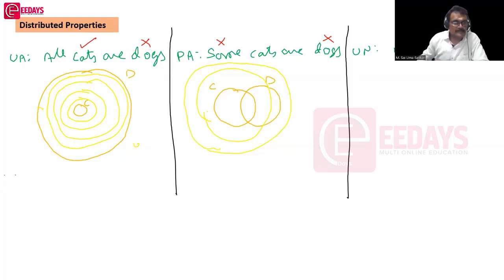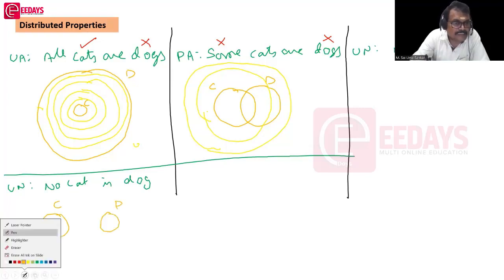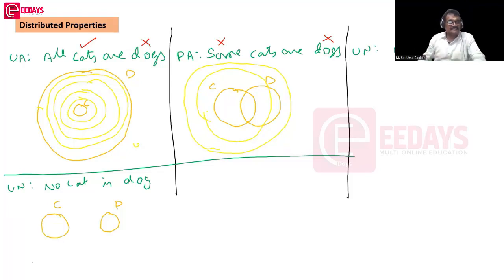I'm going to explain here. Universal negative. Here, no cat is dog. Now, suppose I want to draw a Venn diagram for no cat is dog. How to write it down? This is the cat and this is a dog. Okay. Now, suppose I want to expand this cats. What happens? This is possible.